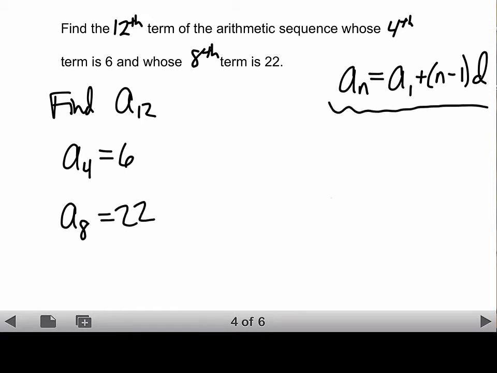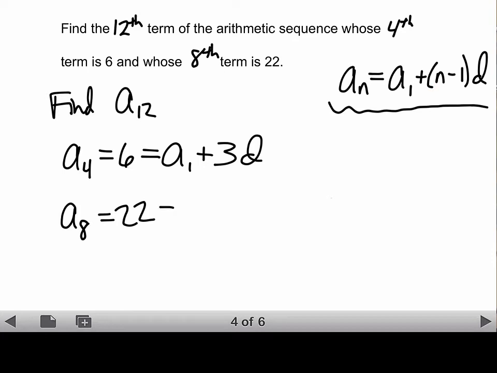Using the formula for the nth term, we can write down something about a sub 4 and a sub 8. A sub 4 is 6, which means that 6 is equal to a sub 1 plus 3 times d. Remember, we're looking at 1 less than the subscript for the factor on d, right?